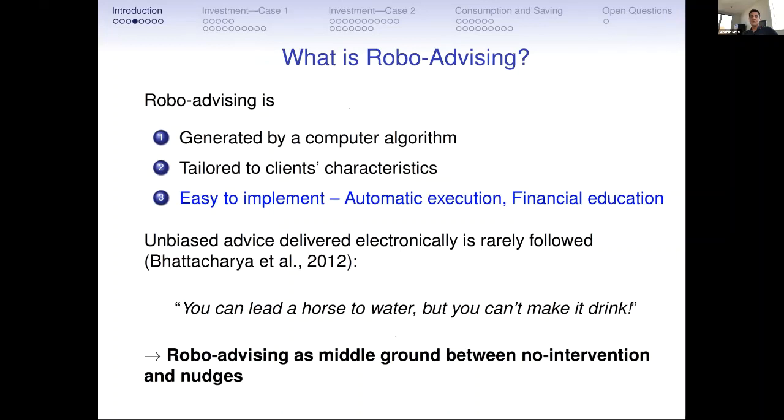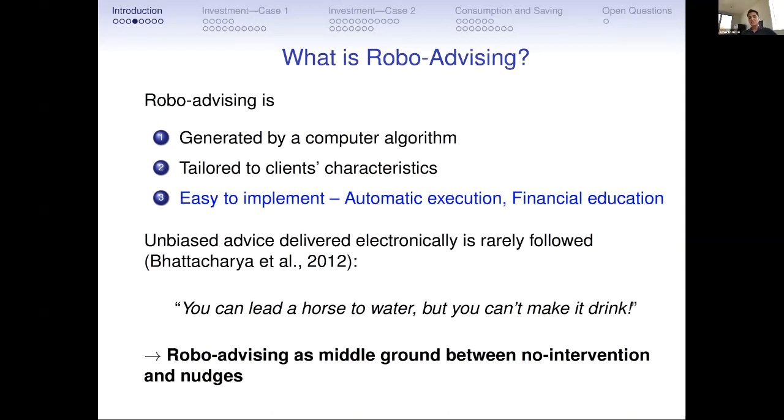I think that robo-advising is any sort of advice that is generated by a computer algorithm that is tailored to clients' characteristics. And one aspect that people tend to generally not consider, but I think is absolutely crucial, is the ease of implementation. In many cases, most of these robo-advisors are going to have the key peculiarity that they're going to have automatic execution. So they automatically are going to execute the advice, and at the same time, they're going to provide some sort of financial education.